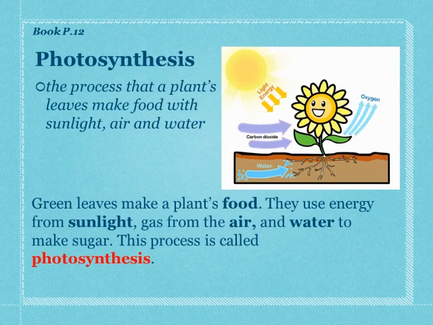Page 12. Photosynthesis. The process that a plant's leaves make food with sunlight, air, and water. Green leaves make a plant's food. They use energy from sunlight, gas from the air, and water to make sugar. This process is called photosynthesis.